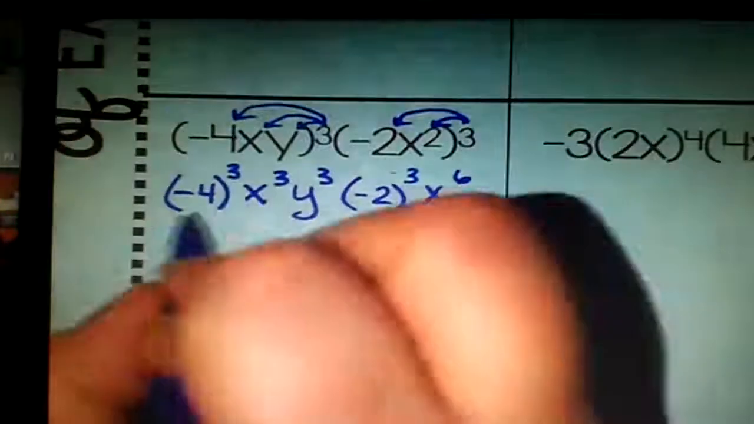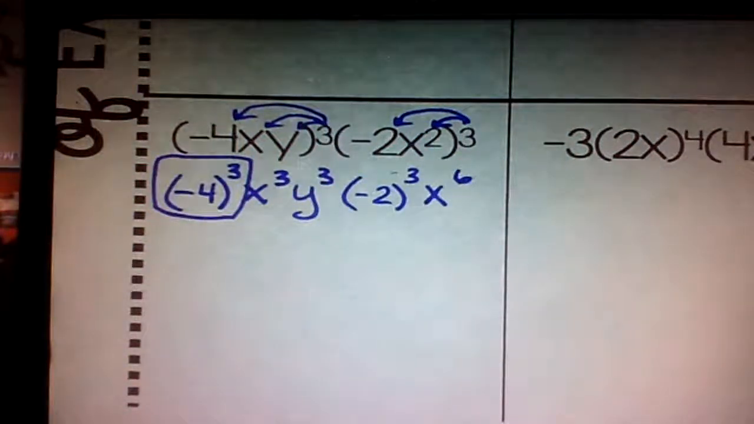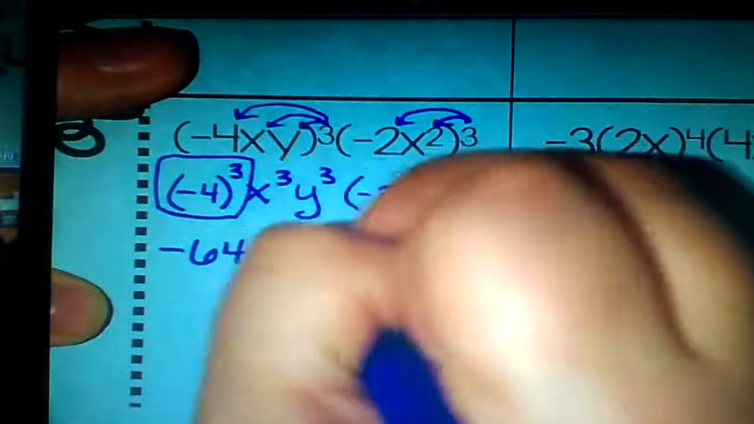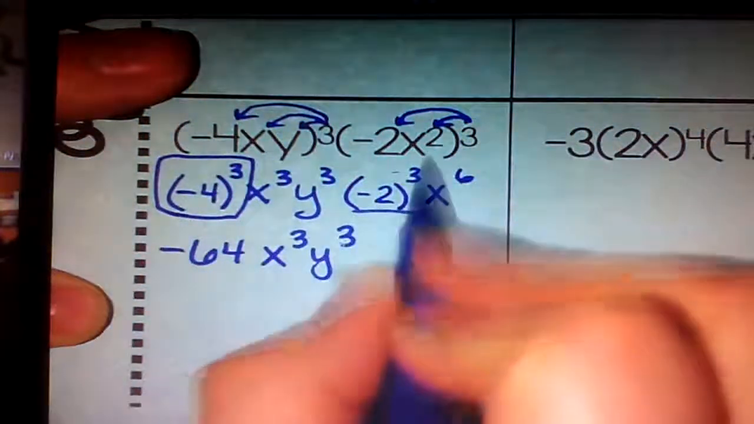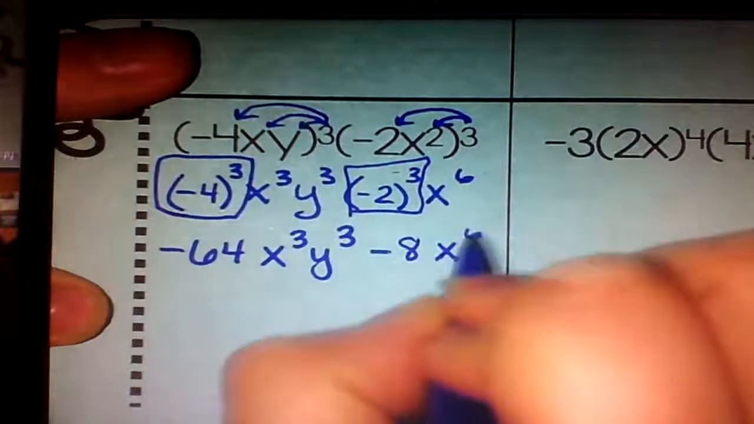Coefficients. All right. So what is negative 4 to the 3rd? It's negative 64. Okay, you have to understand that 4 to the third is not 4 times 3. It's 4 times 4 times 4. So this is negative 64 x to the third, y to the third. What's negative 2 to the third? Negative 8. x to the sixth.